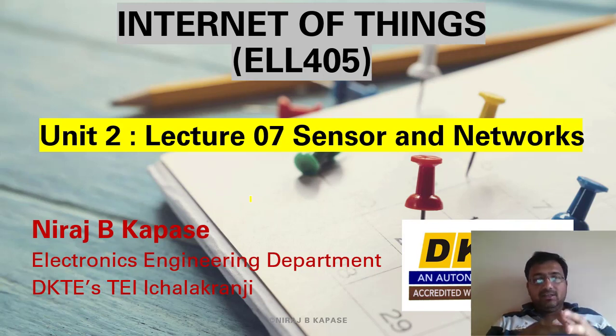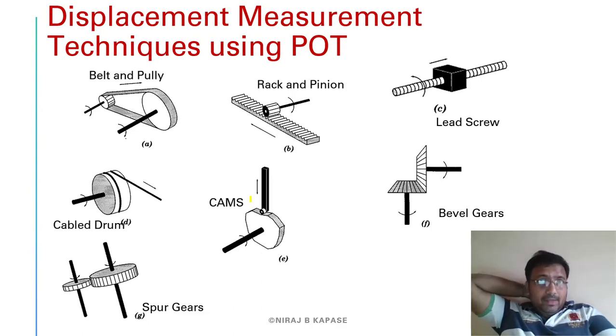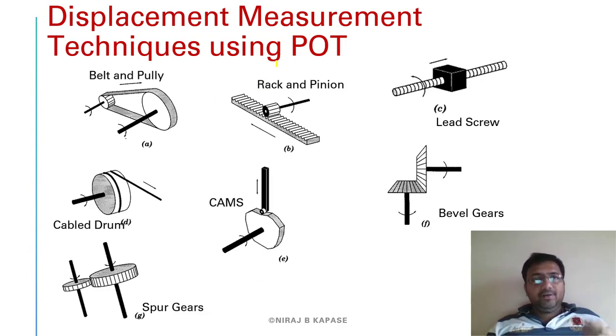So in the last lecture, we have seen potentiometer type of a displacement sensor. So how we are going to use that potentiometer type displacement sensor. So these are the techniques of using the pot. There are many techniques I have elaborated in this particular diagram. So for the displacement measurement, we are going to use simple potentiometer.